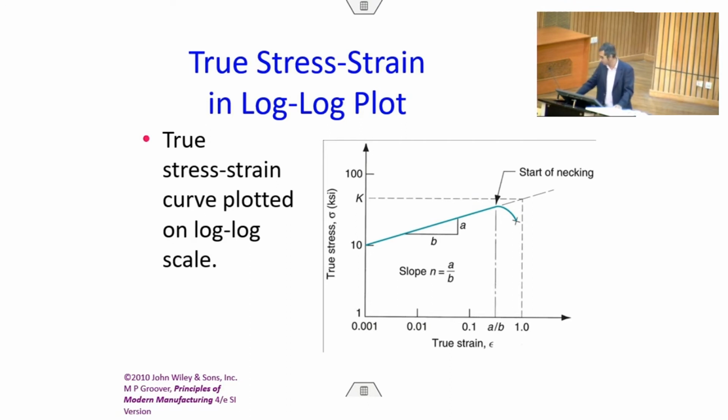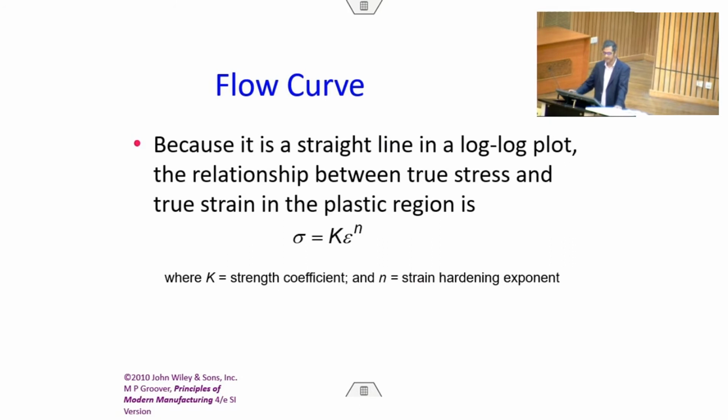So, if you plot true stress versus true strain on a logarithmic plot, you can clearly see that you can measure a slope, which is A by B like this, and that is what is known as the strain hardening coefficient. Okay, how is it important?